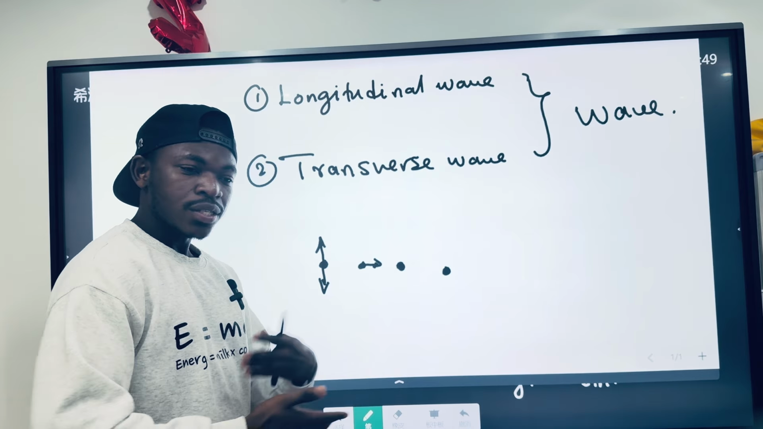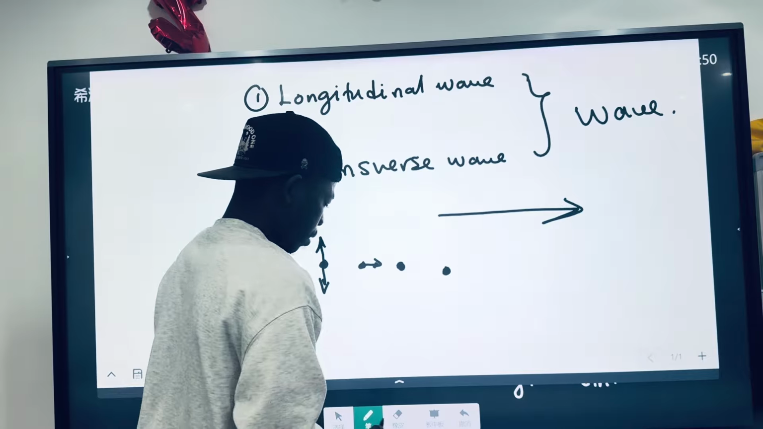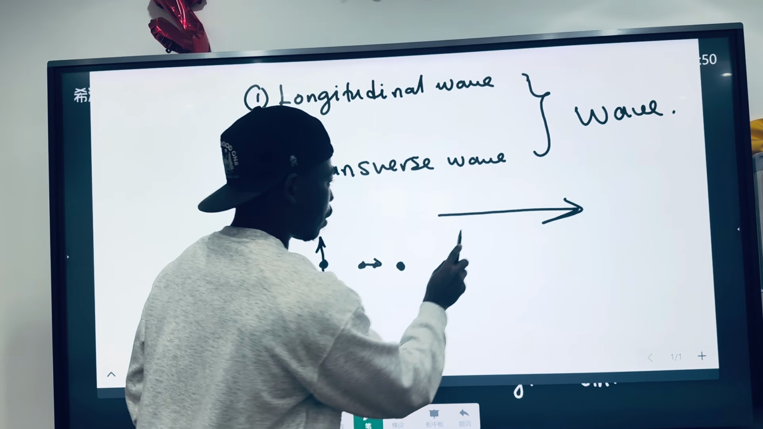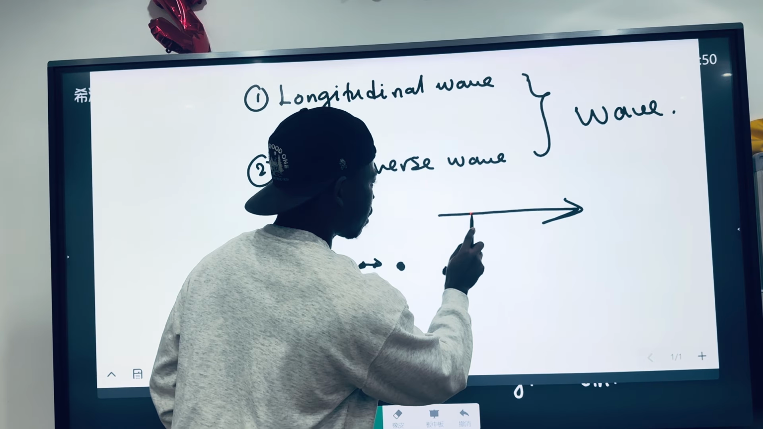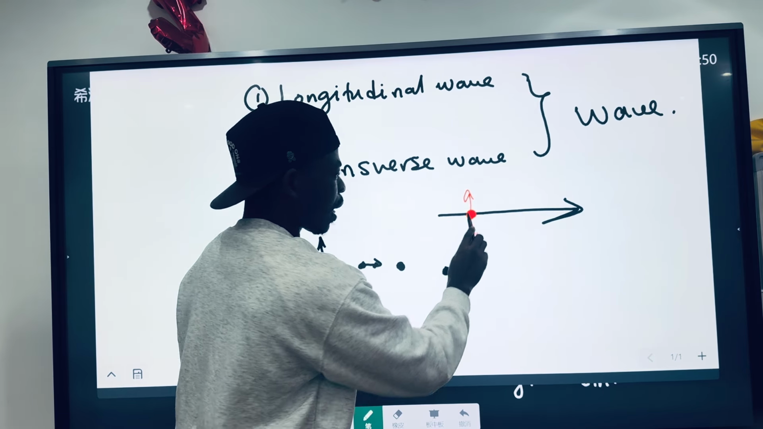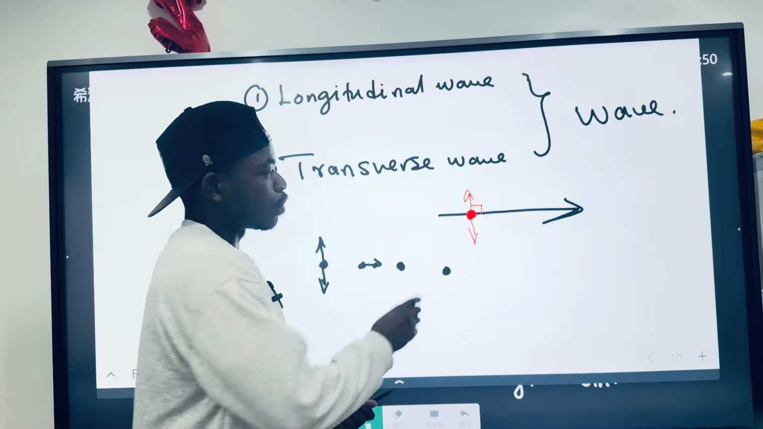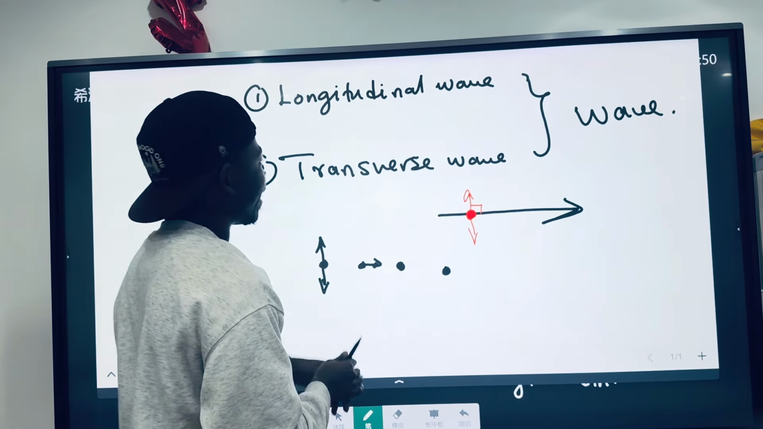Now, based on how the particles vibrate, some particles will vibrate up and down. Okay? Let's say the wave is moving like that. There will be this particle that will be dancing up and down. It will be vibrating up and down, perpendicular to the direction of the wave travel. Okay? So the wave is moving in that direction. Then this particle is vibrating perpendicular to the direction of the wave. So this type of a wave where the particles of the medium vibrate perpendicular to the direction of the wave, we call it a transverse wave.